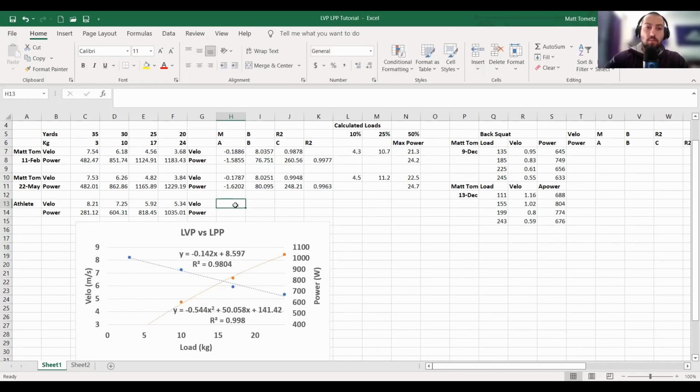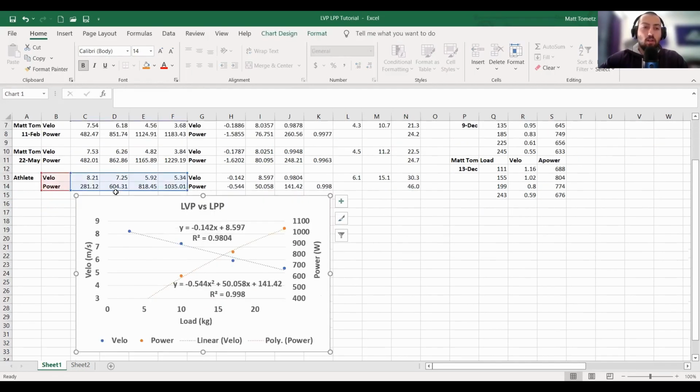All right. I'm just going to retype this. Negative 0.142, 8.597, 0.904. Okay. Negative 0.544, 50.058, 141.42, and 0.998. And now all I have to do is select these four equations and boom, it auto updates right there. Okay. So here's something that's interesting to point out.